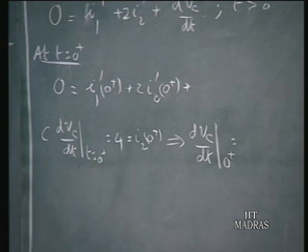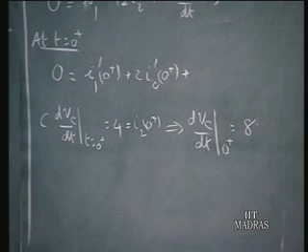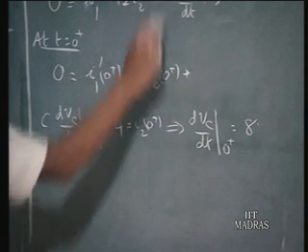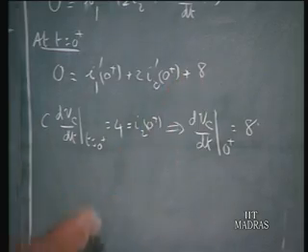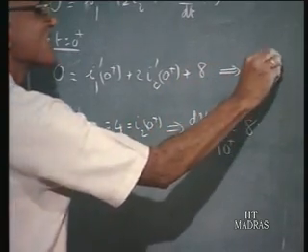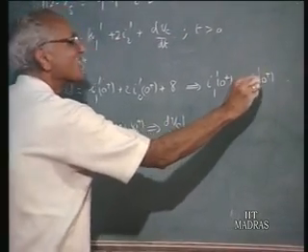C equals half a farad, therefore this is equal to 8 volts per second. Therefore, substituting dVc/dt as 8, this will lead to the result I1'(0+) plus 2 I2'(0+) equals minus 8.